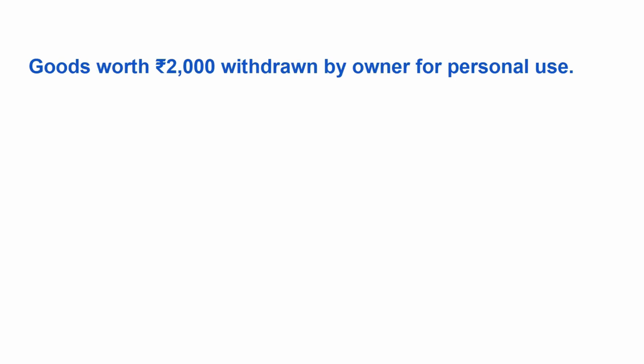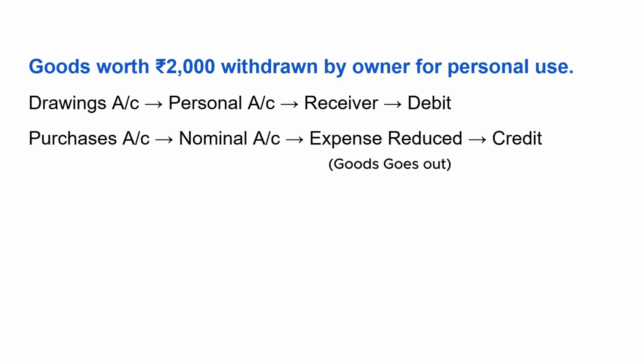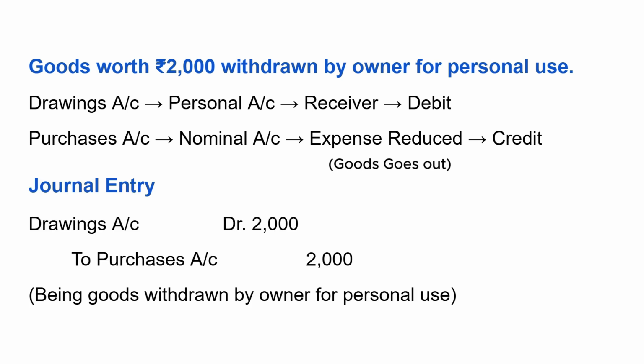Next, goods worth 2000 rupees withdrawn by owner for personal use. This is drawings, not an expense. Here the accounts affected are drawings account and purchase account. Drawings account is a personal account and the owner is the receiver, so it is debited. Purchase account is a nominal account and purchase reduces the expense, so it is credited. When the owner withdraws goods, it is drawings and purchases are reduced, so purchase account is credited. Here the journal entry is drawings account debit 2000 rupees to purchase account 2000 rupees, and the narration is being goods withdrawn by owner for personal use.